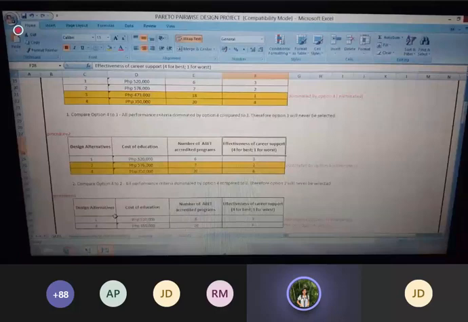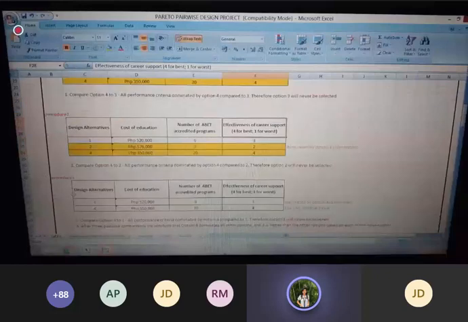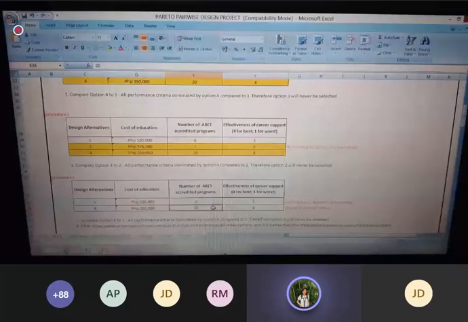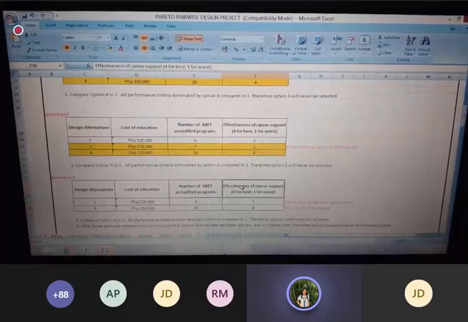Okay, so the next procedure would be comparing option 4 and 1, the remaining alternatives. In this design alternatives, option 4 is better when it comes to the cost of education. Again, for the number of accredited programs, option 4 is better. Then effectiveness of career support, option 4 is better again. It means to say that option 4 in all design alternatives is better than 1 for the different criteria.